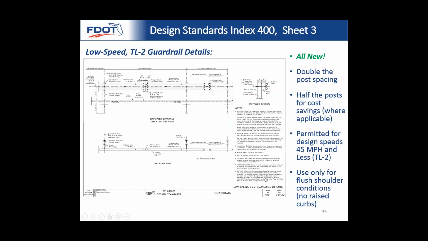Okay, so moving on, we have our TL2 option. This is completely new, permitted for 45 mile per hour and less design speed. So if you know you're not going to have a high design speed, you can consider using this stuff. And essentially, you got 12'6" now between posts. So you got double the post spacing. You're going to have half the posts, and you can get some cost savings out of that.